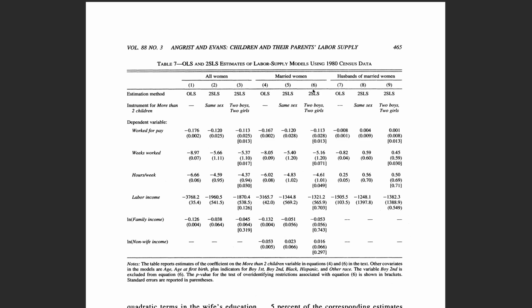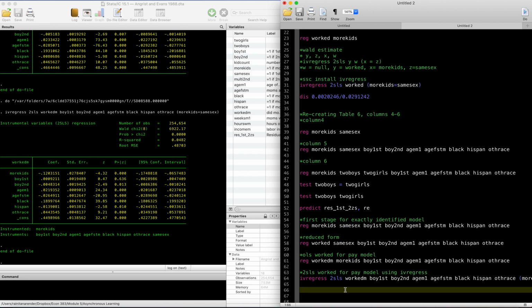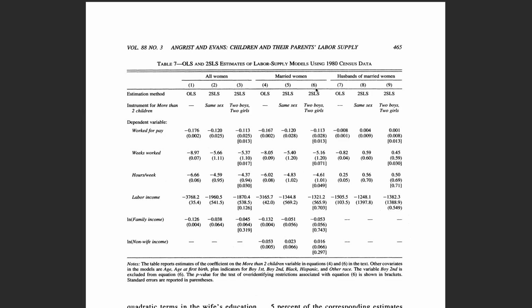We can run the same model using our 2 instruments that we tested earlier that were significant. We found that 2 boys is not equal to 2 girls. There are different coefficients, and we also found that 2 boys is significant to the model and 2 girls is significant as well, so we can run them as 2 separate instruments instead of composing them all into the same sex variable. So let's go ahead and run that model as well, to recreate this column here, the 2-stage least squares with the 2 instruments, 2 boys, 2 girls.